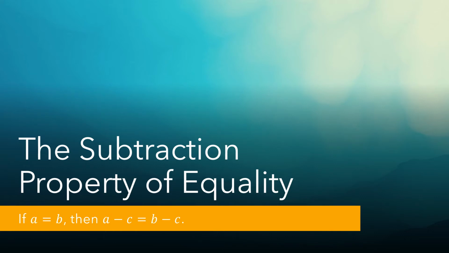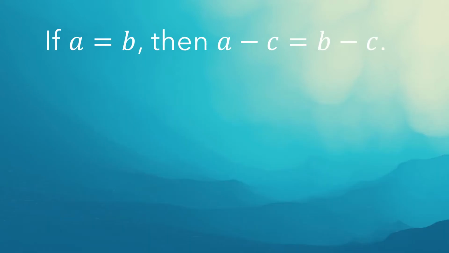Today we're going to talk about the subtraction property of equality. This property states that if A equals B, then A minus C equals B minus C. We have this general equation, A equals B. A represents the left-hand side of any equation, and B represents the right-hand side. We know that since it's an equation, the left-hand side equals the right-hand side, so A is equal to B.